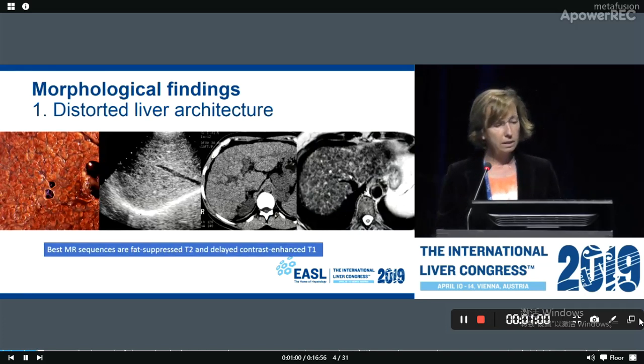The first one is distorted liver architecture. Indeed, this is well known by you hepatologists and pathologists as well. If we look at the macroscopic specimen, it shows the small benign regenerative nodules that are surrounded by fibrous bands. This pattern can be seen also on imaging.